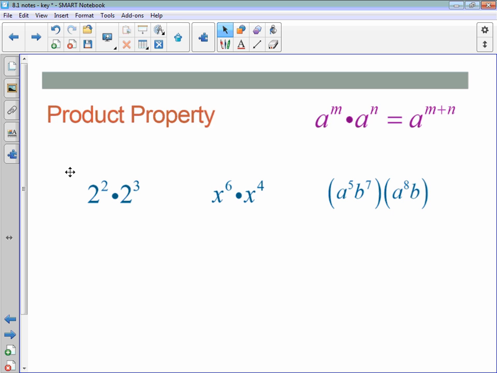All right, guys, so product property, that's your first exponent rule. We'll start numbering.